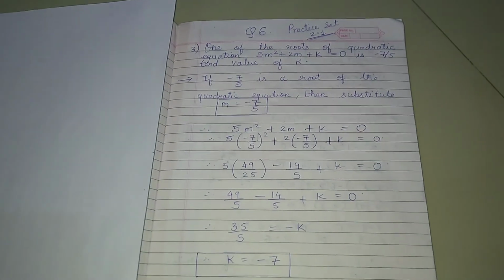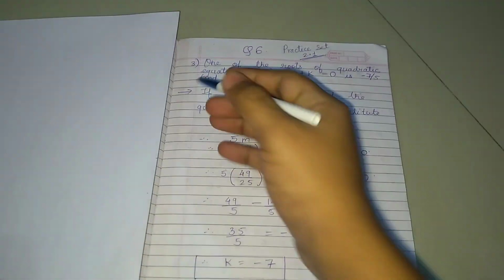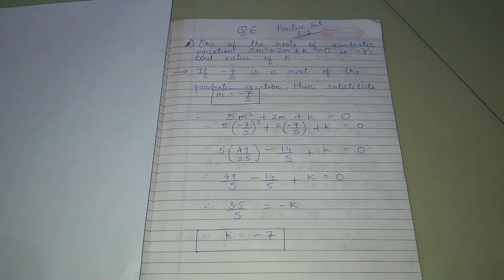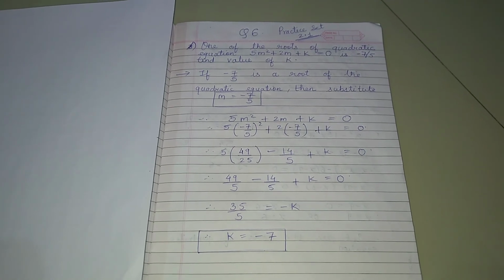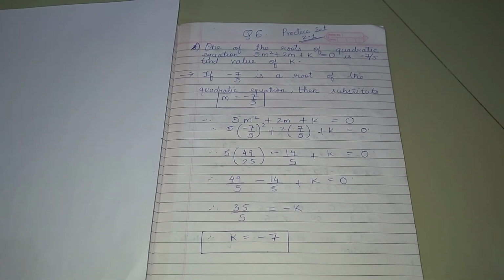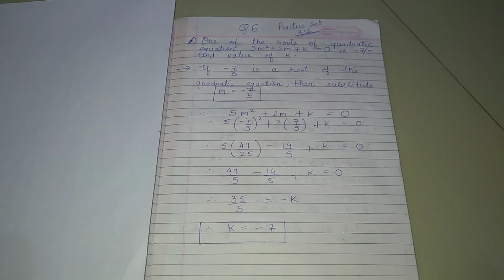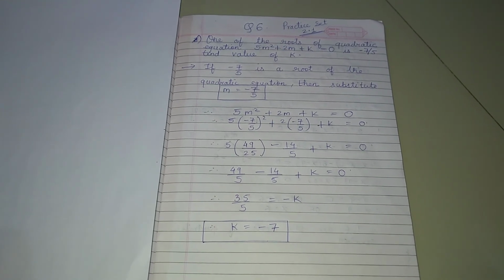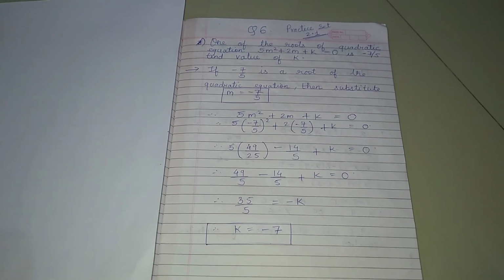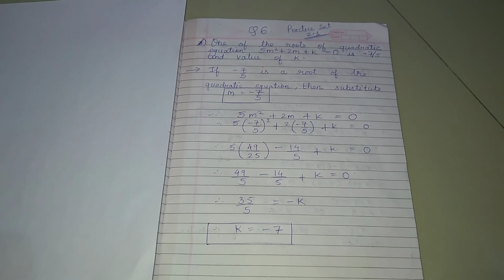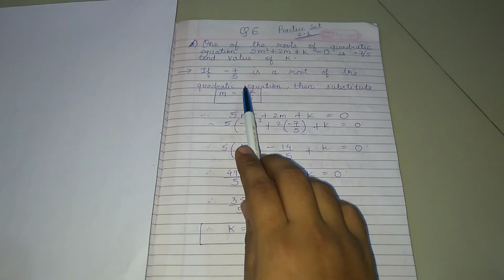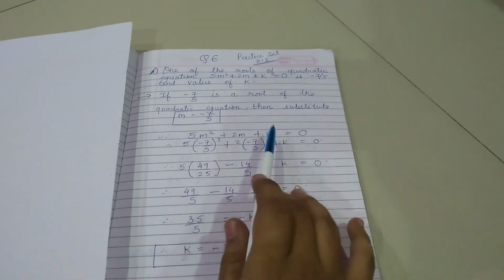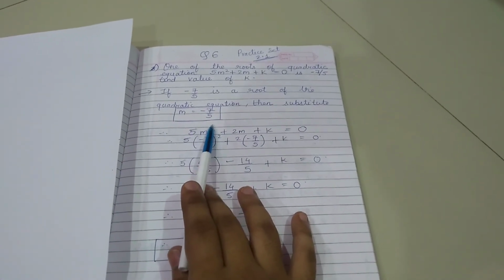Now coming to the last question from the practice set, question number 6. One of the roots of the quadratic equation 5m square plus 2m plus k equal to 0 is minus 7 by 5. Then find the value of k. This is also the same as question number 5. Here they are telling us that minus 7 by 5 is a root of the equation, and we have to find the value of k. So we'll substitute m equals minus 7 by 5 in the equation.